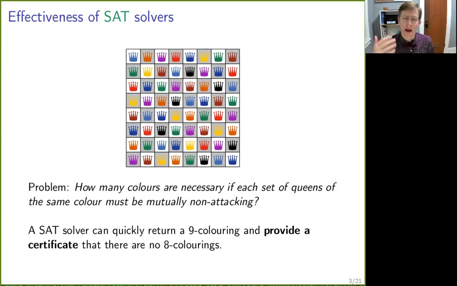There's no 8 coloring, but how would you show to someone that there's no 8 coloring? You could give them the 9 coloring, but that wouldn't prove there's a better coloring. And so the idea is, if you can reduce this problem into SAT and run a SAT solver on it, the SAT solver will actually generate a non-existence certificate for you. This certificate can then be given to a third party, and then they can check for themselves that yes, indeed, the 8 coloring does not exist.